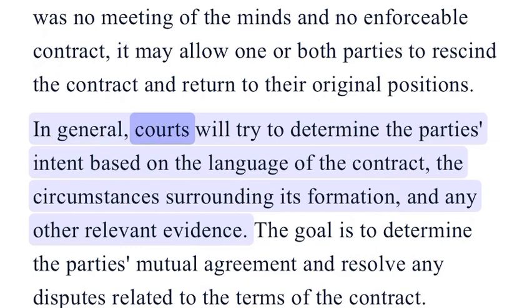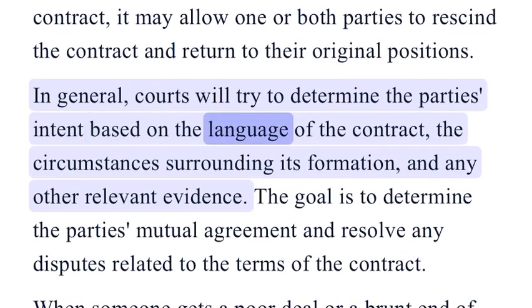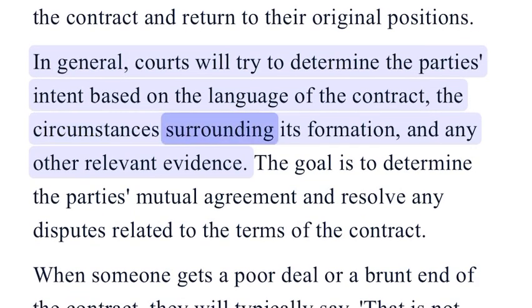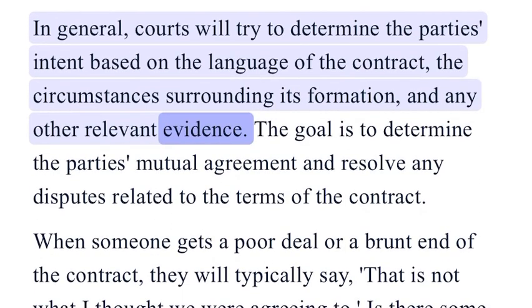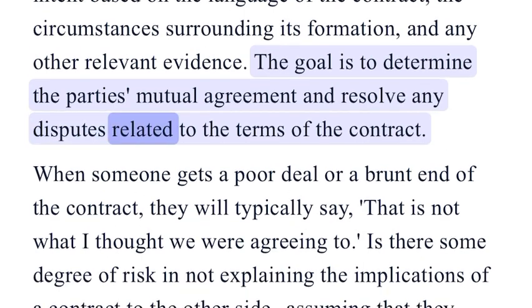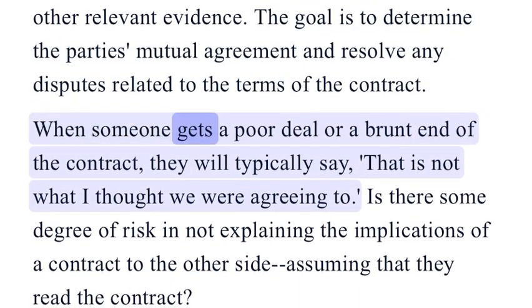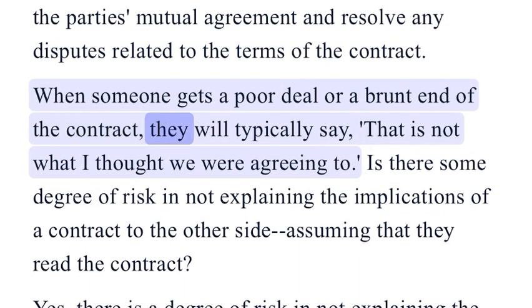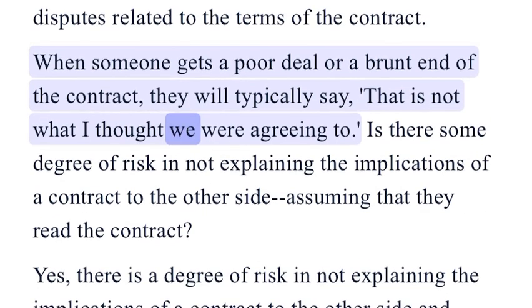In general, courts will try to determine the parties' intent based on the language of the contract, the circumstances surrounding its formation, and any other relevant evidence. The goal is to determine the parties' mutual agreement and resolve any disputes related to the terms of the contract. When someone gets a poor deal or the brunt end of the contract, they will typically say, "That is not what I thought we were agreeing to."